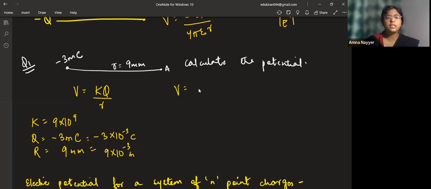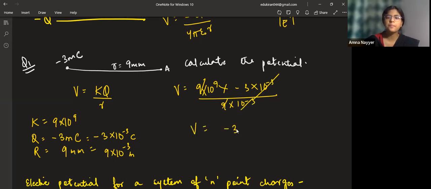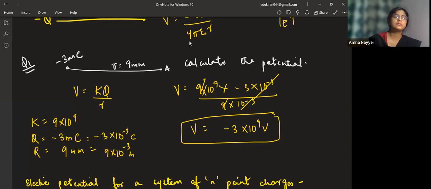Now put in the formula. K is 9 into 10 to the power 9. Q is -3 into 10 to the power -3. Separation is 9 into 10 to the power -3. 9 gets cancelled. 10 to the power -3 gets cancelled. This becomes -3 into 10 to the power 9 volt. This is the answer. Note it down.